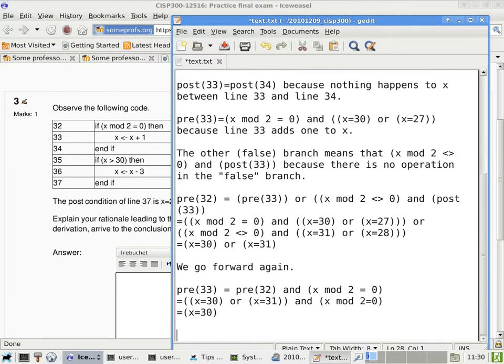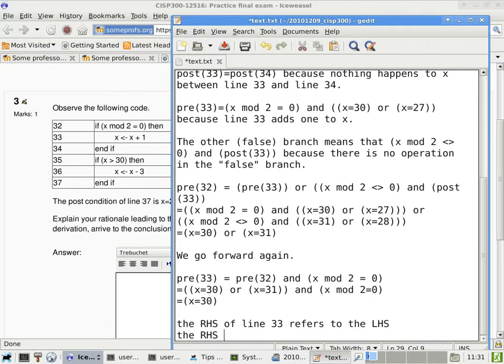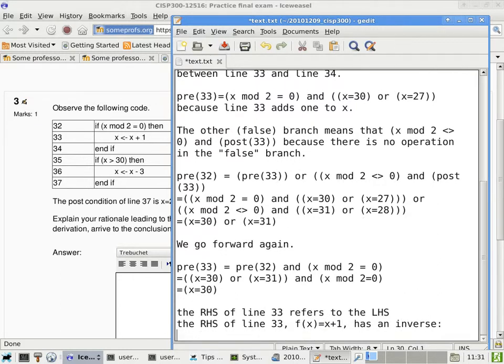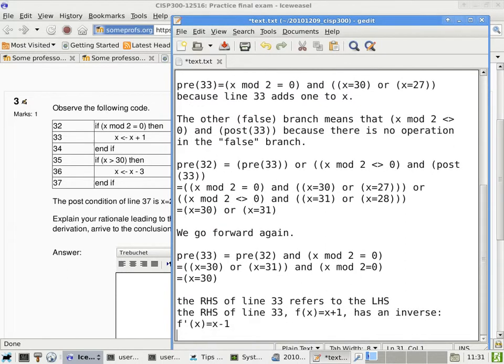On line 33, the right-hand side refers to the left-hand side. The right-hand side has x plus 1, the left-hand side is exactly x, so it's a self-referencing assignment statement. The right-hand side of line 33, this time I give it a name, say f of x, which is x plus 1, has an inverse. The inverse is f prime of x, which is just x minus 1. Because it has an inverse, we can use the substitution rule.